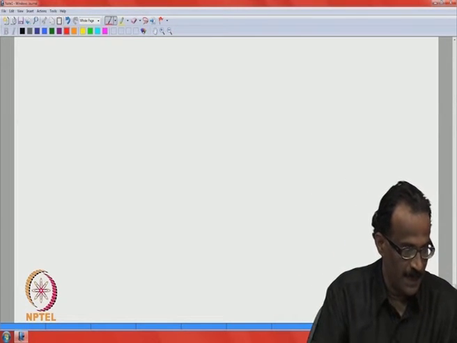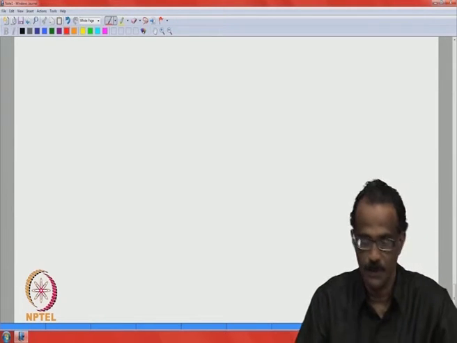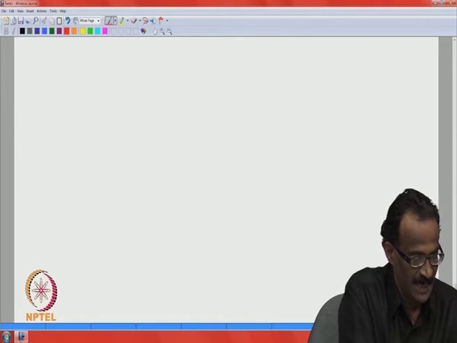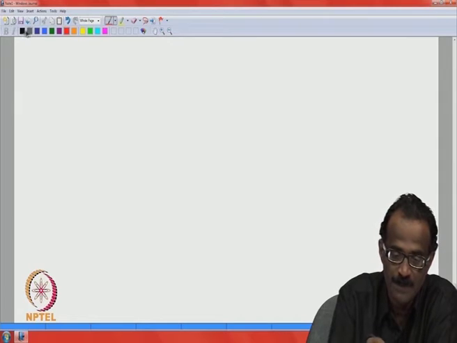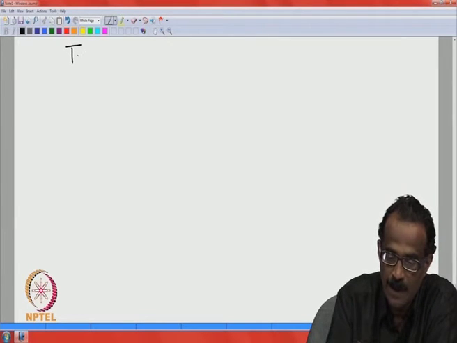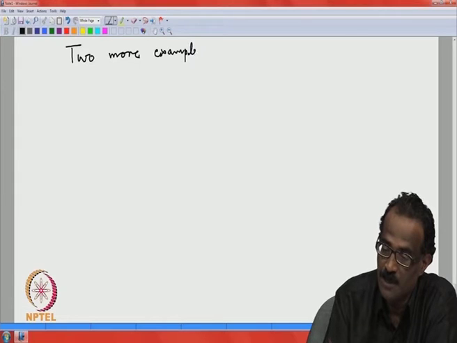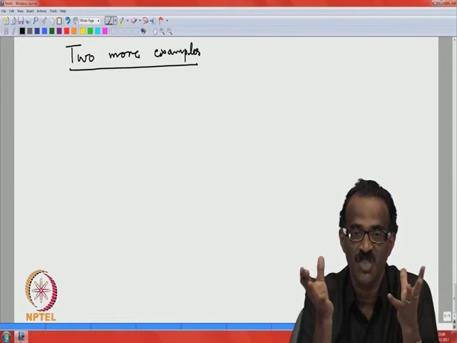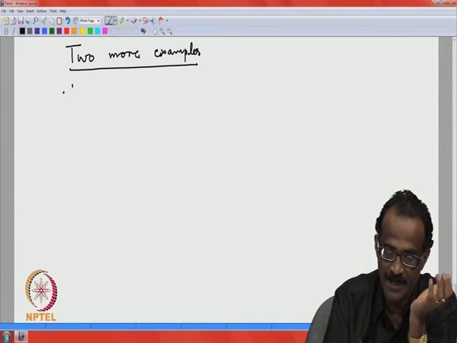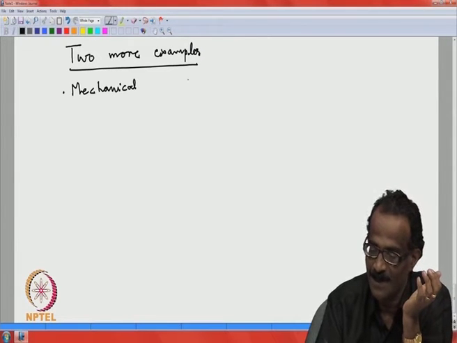With this example, I will not give you the details here. I want to give you 2 more examples. I will not be able to complete the analysis, but these 2 more examples are extremely fundamental in 2 of the fundamental areas of engineering. One from mechanical engineering, and another from electrical.